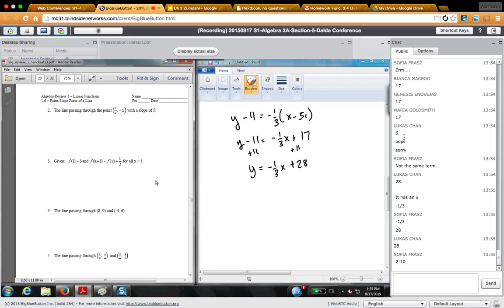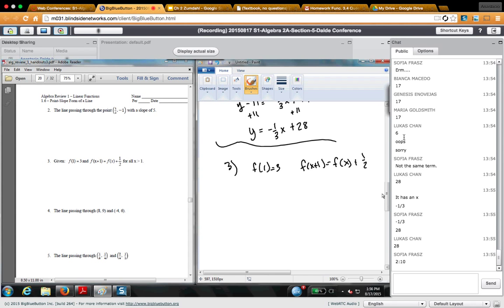Here we go. This is a good one. Given, this is number 3. If f of 1 equals 3 and f of x plus 1 equals f of x plus 1/2, what is the slope and what is the intercept? What is the y equals mx plus b of this equation right here?